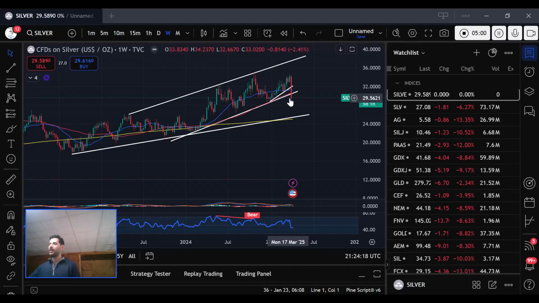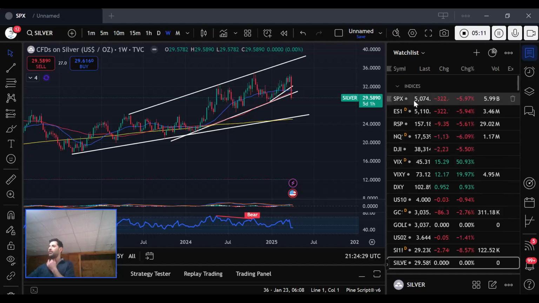So if we don't get a huge bounce back and we just get a minor bounce, then we can see further selling in silver. Okay, that's silver. I want to talk about the SPX again.